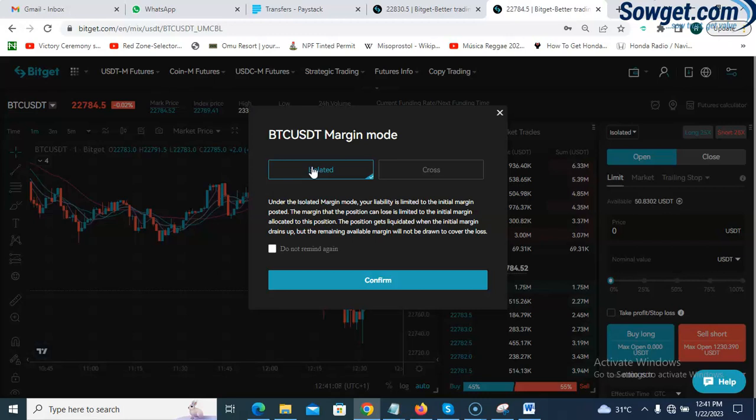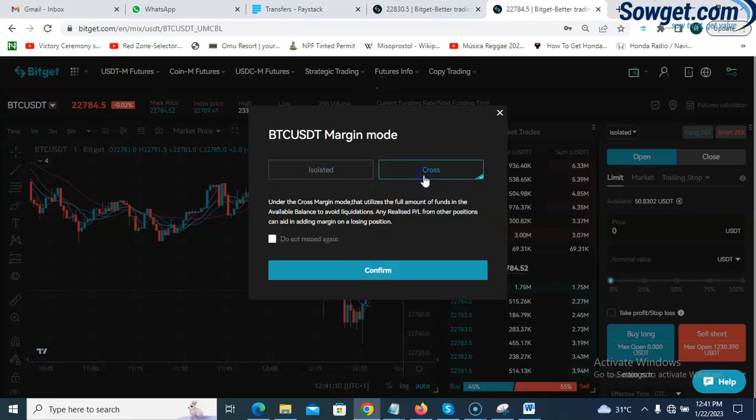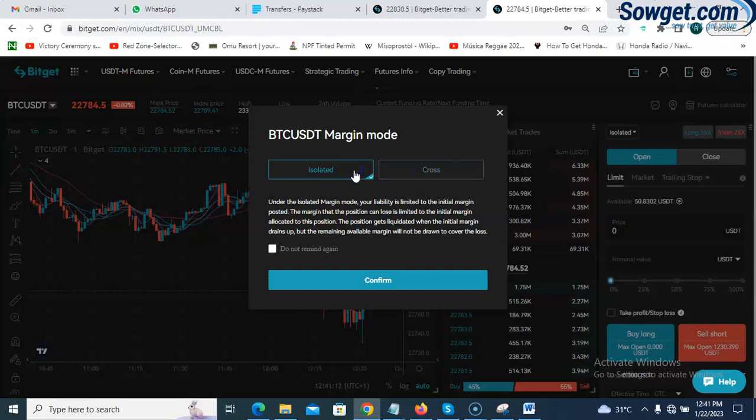entry price. So for beginners, I would recommend you use isolated margin so that you can protect your entire available balance. Just make sure that the total risk in any position you take is maintained with the margin that you have assigned to that particular trade. I'll be explaining more about this when we talk about the margin and the leverage. So let me just leave this on isolated, take confirm.